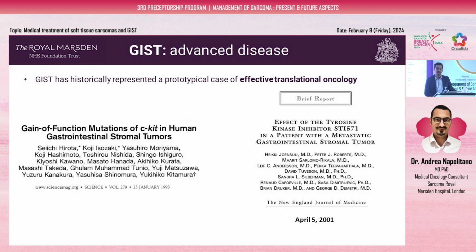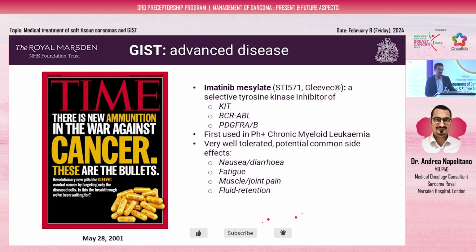In that case, we were lucky because there was already an inhibitor which was not specifically designed for GIST, and this is also another lesson that sarcoma doctors are very good at repurposing drugs which have been developed for other conditions. And of course, you all know imatinib, which is an inhibitor not only of KIT, but of BCR-ABL and PDGFR as well, was first used in chronic myeloid leukemia and is very well tolerated. Nausea, diarrhea, fatigue, muscle and joint pain, and fluid retention are the most common side effects.